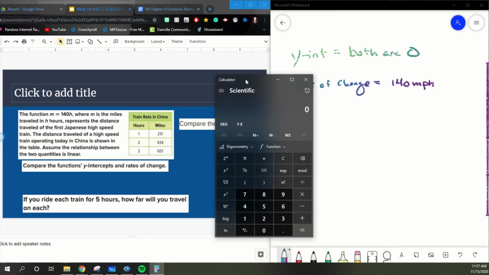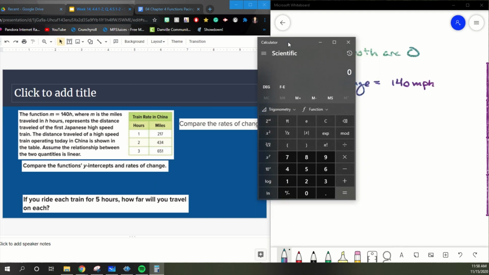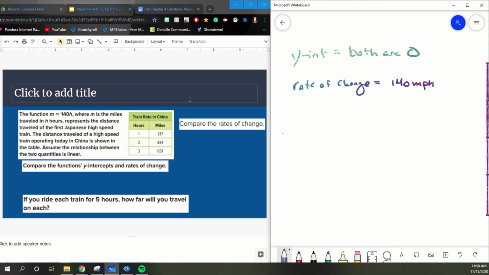Since we're going up by 1 on the x, let's find out how much we're going up each time on our y. 434 minus 217, not divided by, 434 minus 217 gives us 217. And 651 minus 434 gives us 217 again. So it looks like the speed of our modern train in China is 217 miles per hour.